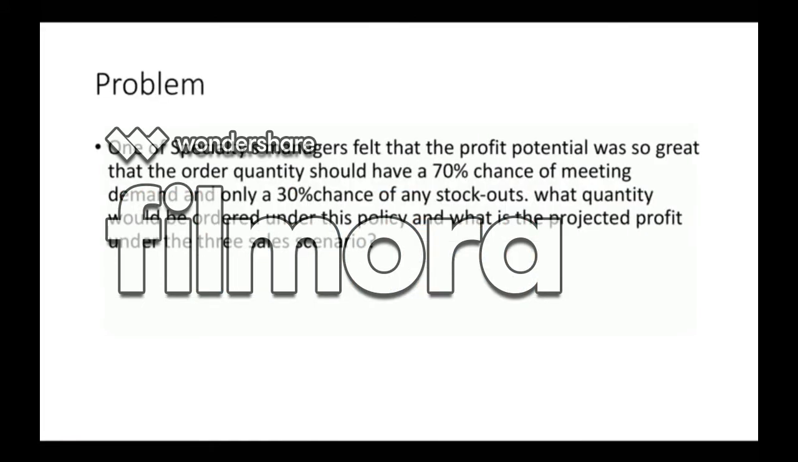Now here is the other problem. One of Special Toys' managers felt that the profit potential was so great that the order quantity should have a 70% chance of meeting demand and only a 30% chance of any stock outs. What quantity will be ordered under this policy and what is the projected profit under the three sales scenarios?